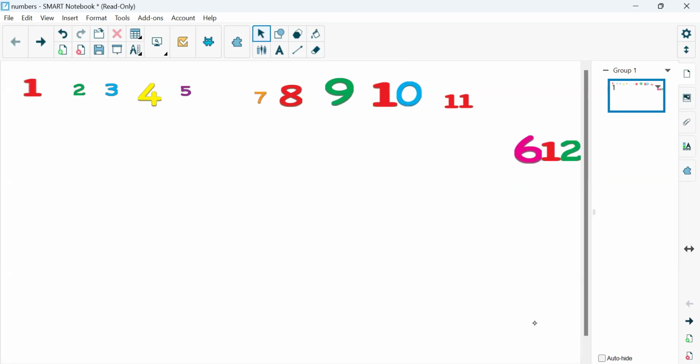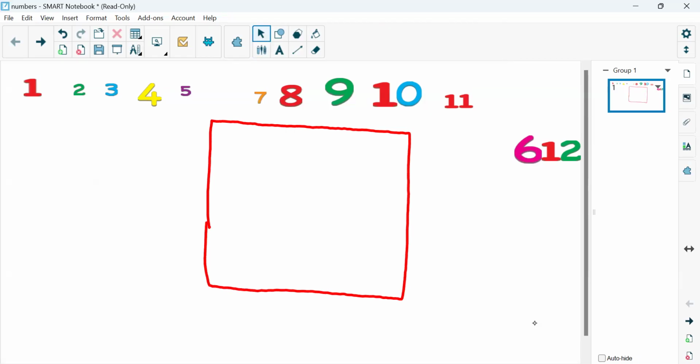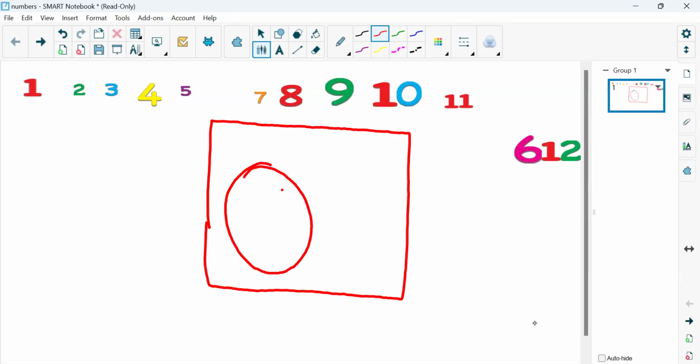So, what is it that we should have in our Venn diagram? We should have a rectangular shape. So, I'm going to start with that. We are going to put everyone inside the rectangular shape. That's the first thing. And then we have event A and then we have event B. So, event A. Okay, let's start with A.